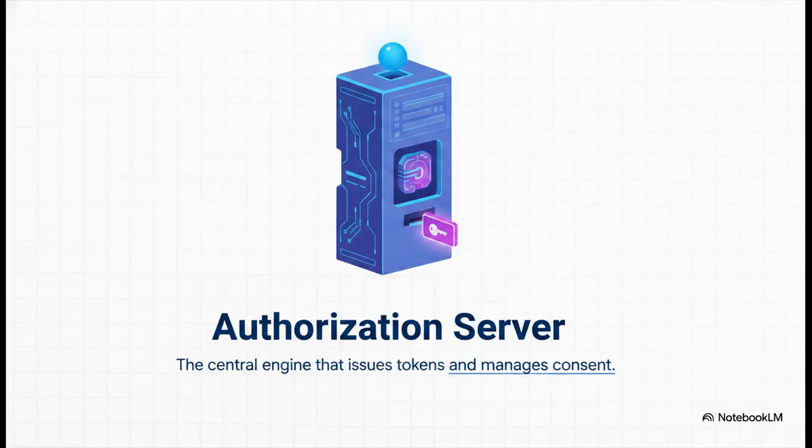Role number 3 is the Authorization Server. This is the trusted central gatekeeper. Think of Google's login servers, or identity platforms like Okta and Auth0. This server is the engine responsible for verifying your identity, asking for your explicit consent to share data, and ultimately generating and issuing that valet key, the access token.